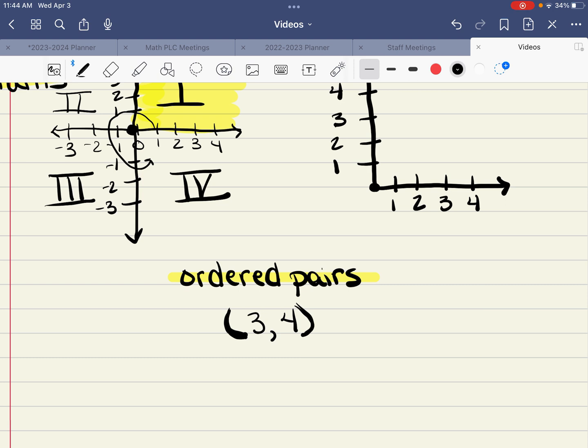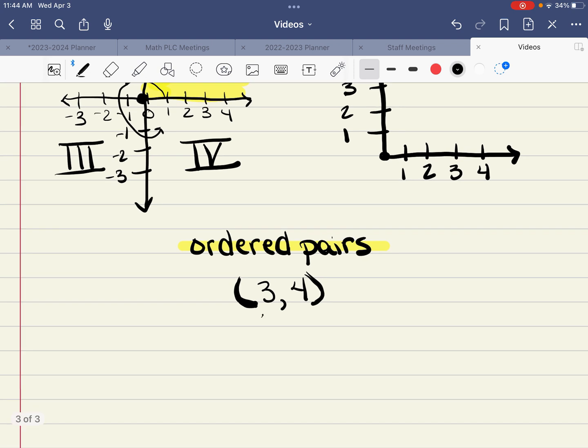Yes, you have to write the parentheses and you have to write the comma in between the two numbers. That's what sets it apart from just any other random set of numbers. Okay, this first number right here, this is our x coordinate. We like to call it just the x. So we're going to write x coordinate.